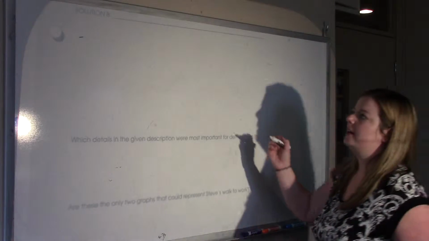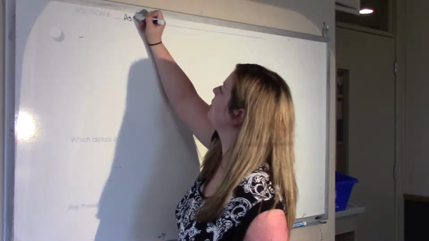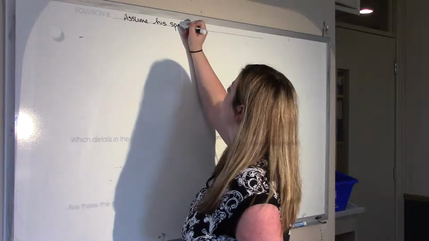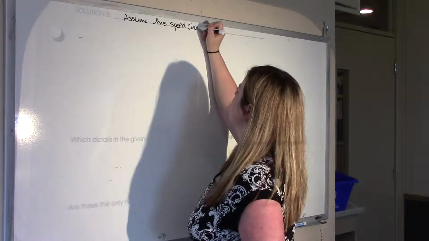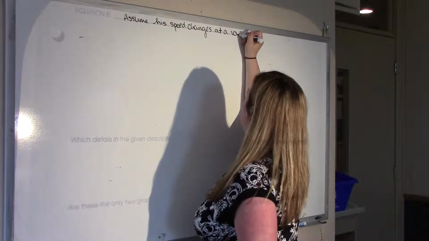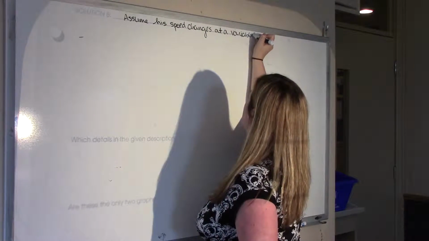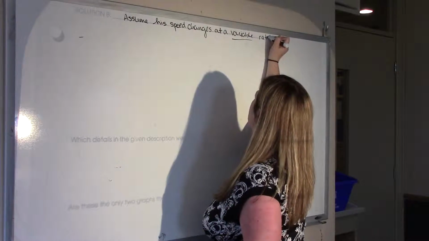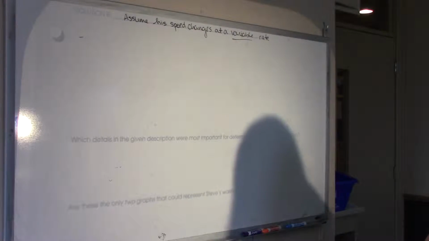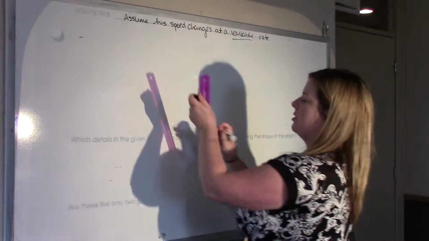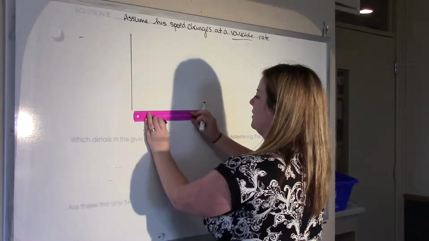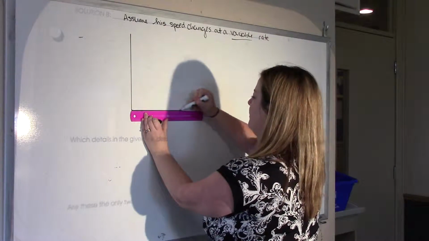So with solution B here, we're going to assume his speed changes at a variable rate. Okay, so we still need to use a ruler here or a straight edge to draw our graph. We still need 10 seconds for our time.